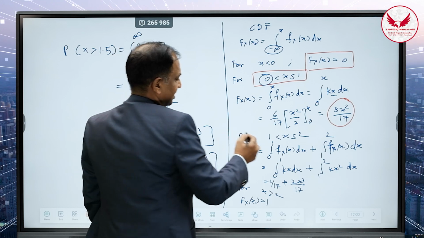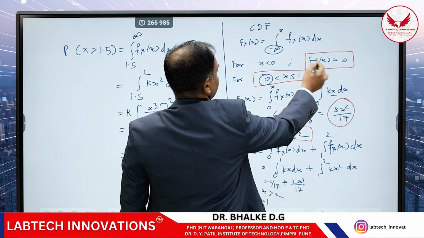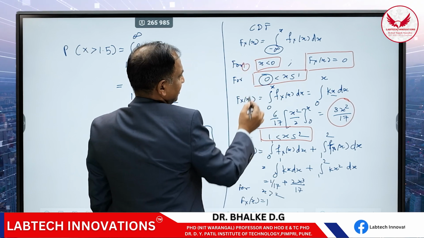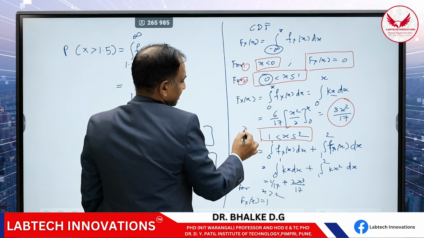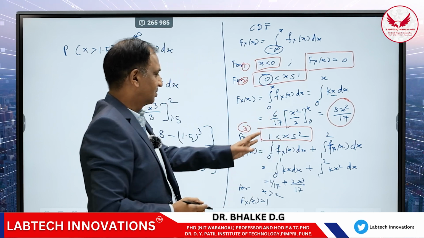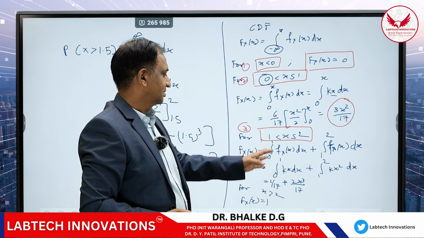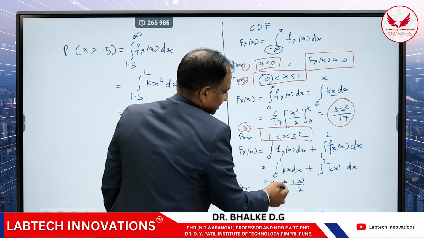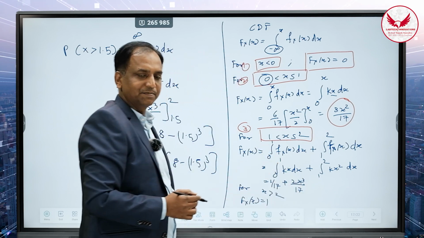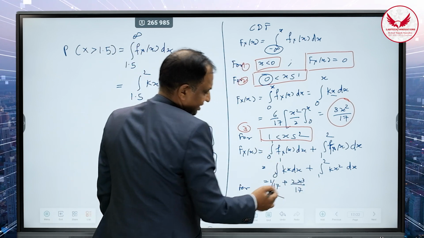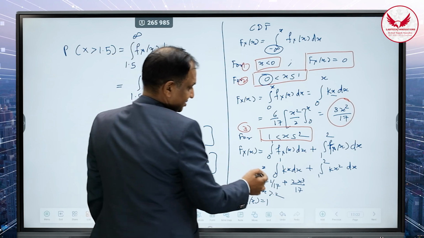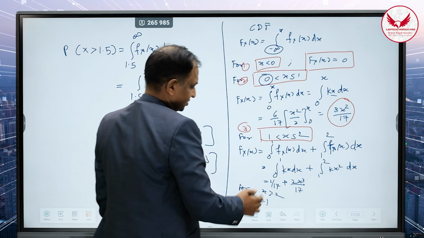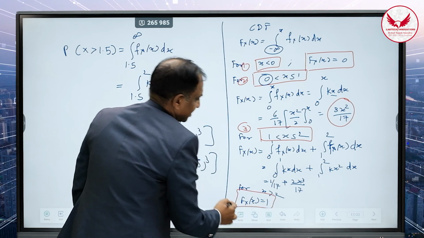The next interval: there are 4 intervals. The first is x less than 0, the second is between 0 to 1, and the third is between 1 to 2. So F(x) will be the integral from 0 to 1 and 1 to 2, which comes out to be 1 by 17 plus 2x cube by 17. Similarly you find it for x greater than 1: there will be 3 integrations, 0 to 1, 1 to 2, and from 2 to x. So in total it comes out to be F(x).